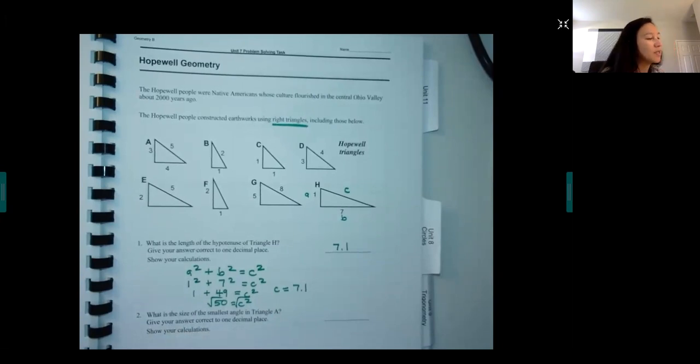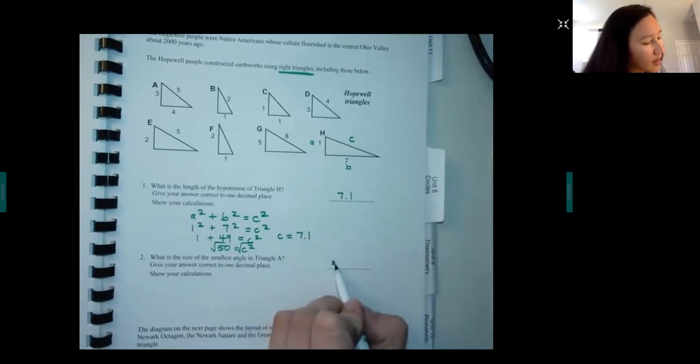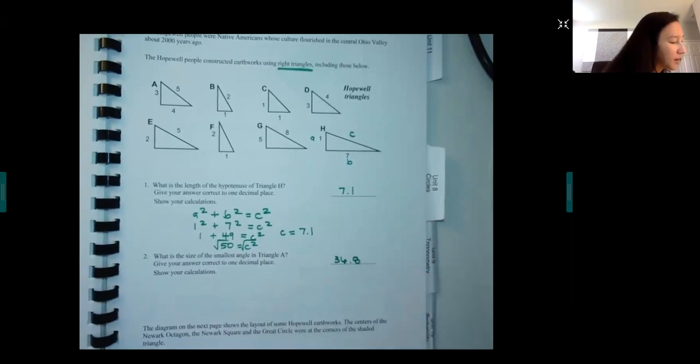Okay, what is the size of the smallest angle in triangle A? Give your answer correct to 1 decimal place and show your calculations. In unit 9 is where we're going to do trigonometry. So this requires sine, tangent, or cosine. So we are going to just skip this. I'm going to give you the answer. It's 36.8. But I'm not going to show you how to do it because you haven't learned it. And we are going to learn it in unit 9. So until we learn our trig functions, we're not able to find the missing angles yet.